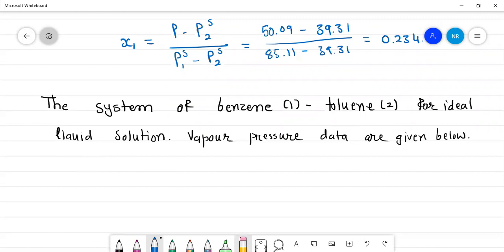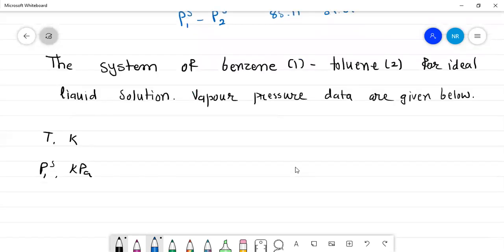So we have temperature, in Kelvin. Different temperatures are given. P1 saturation in kilopascal, and P2 saturation in kilopascal are given.